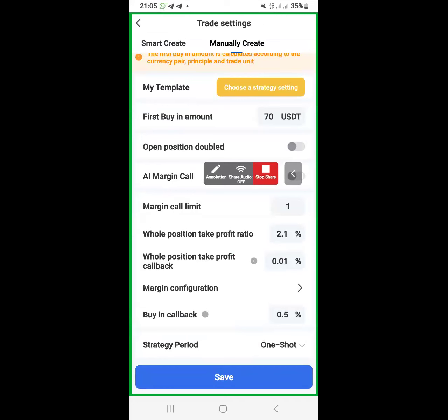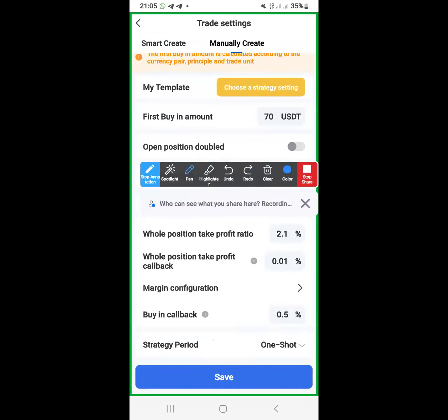Now the strategy period actually refers to your trading strategy. How you'd want the robot to trade for you. Do you want it to trade continuously, automatically, buying and selling, or you want it to just buy once and sell once? Okay, that is also another thing. That's one other thing you can do.